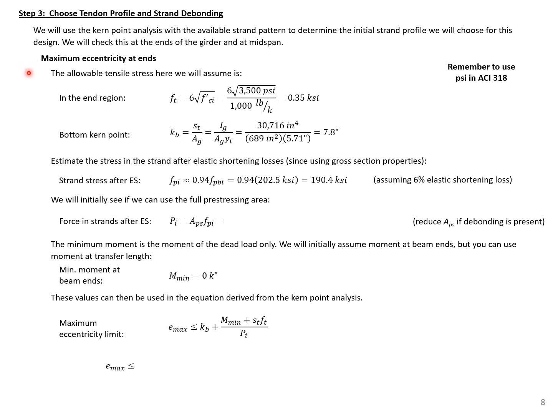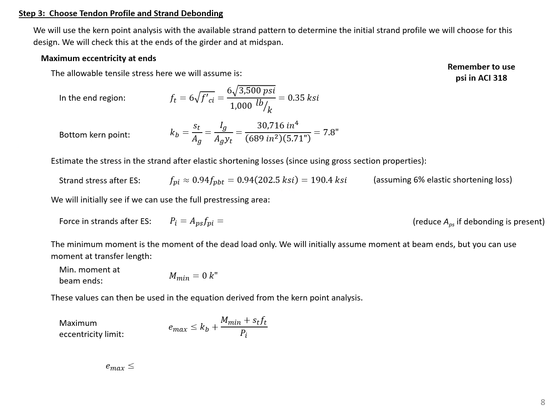So starting with the maximum, we need to find the allowable tensile stress here. In the end region at release, the stress limit is 6 times the square root of the release concrete strength. So we find that there. Our bottom current point we can find based on our section modulus to the top and our gross area. And we can estimate the strand stress after elastic shortening. We're going to assume about 6%, or 10 KSI, elastic shortening. So 6% losses takes us down to the value here, 190.4 KSI.